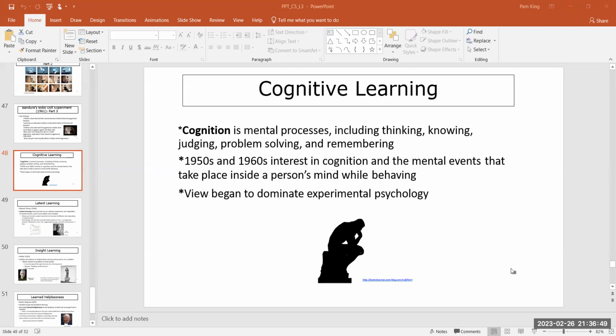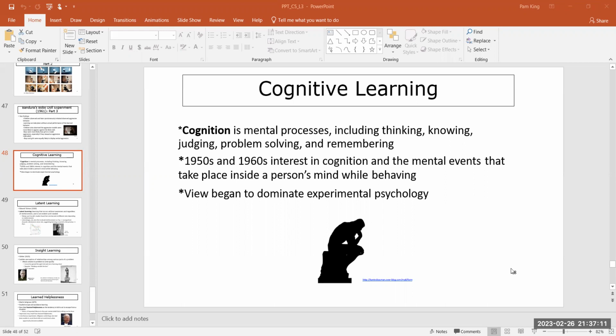To remind you, the cognitive perspective in psychology refers to those processes that go on between your ears, meaning that cognition includes thinking, knowing, judging, problem solving, and remembering.